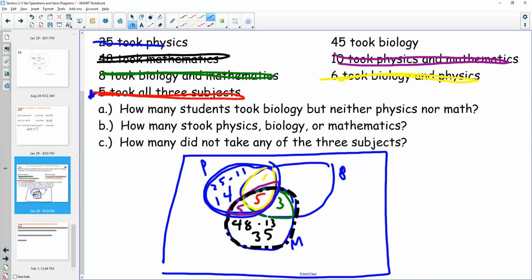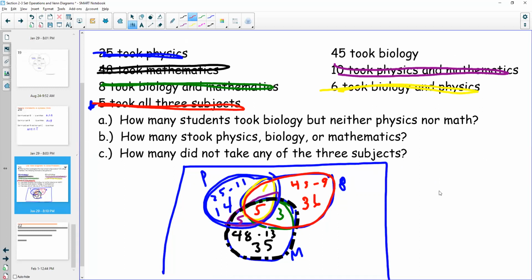And then all I have left is biology. This is the whole bio circle here. So I have 5 and 3 is 8 plus 9. There's already 9 kids in there. 45 kids took bio, minus 9 gets me 36. So now we have the right numbers in places. You can use that to answer your questions.